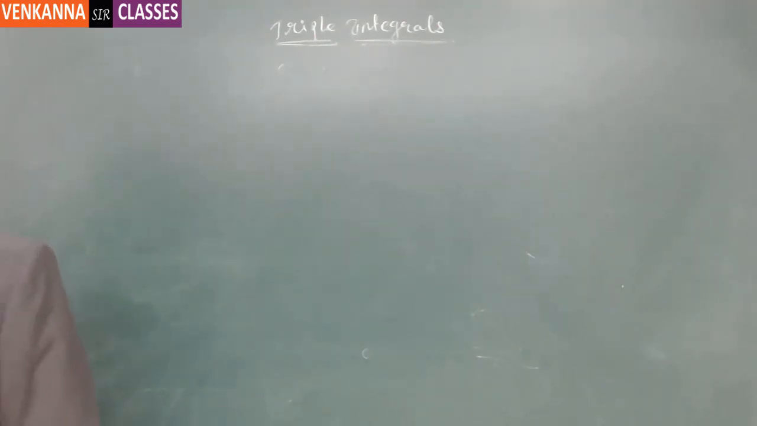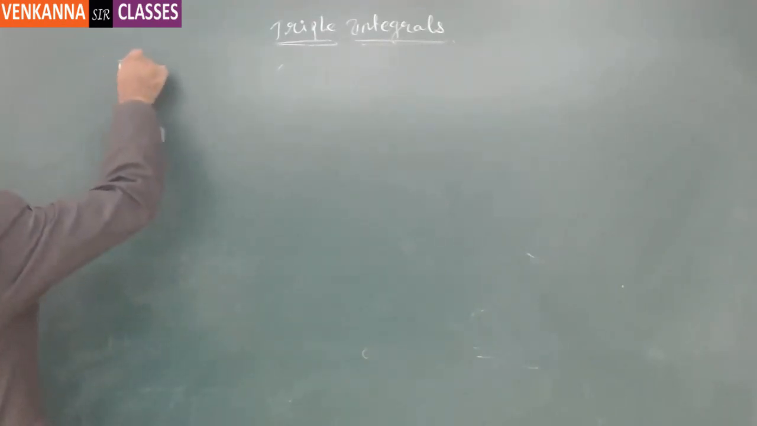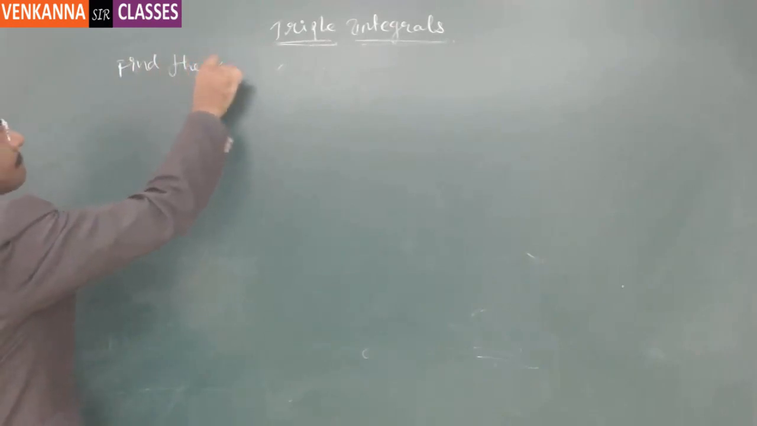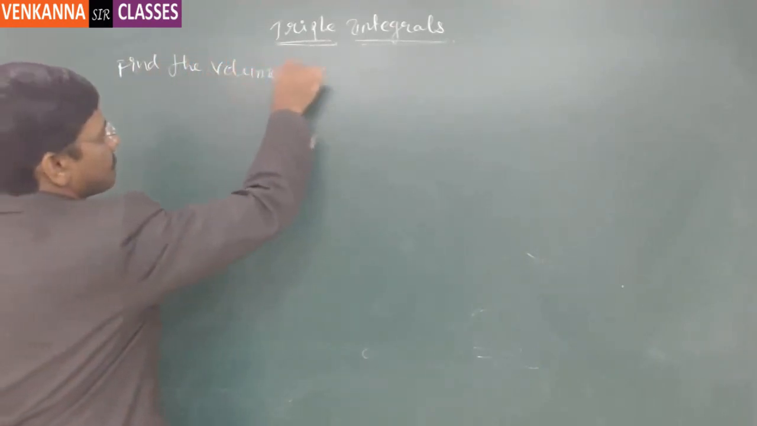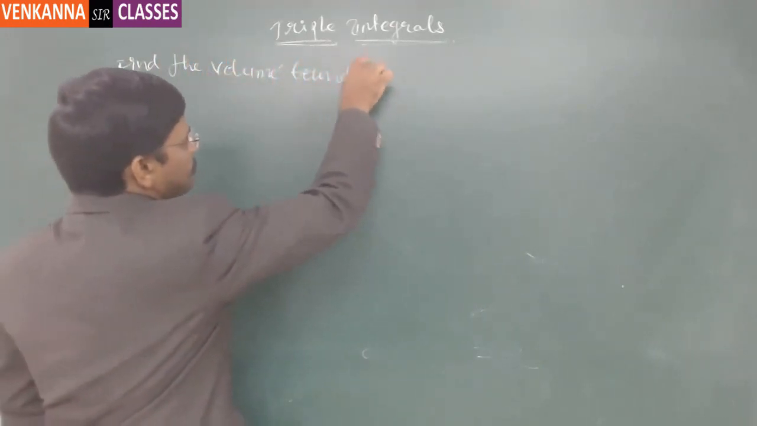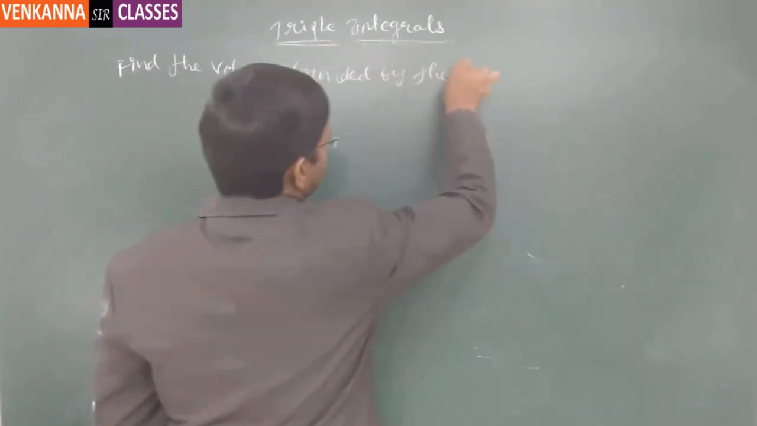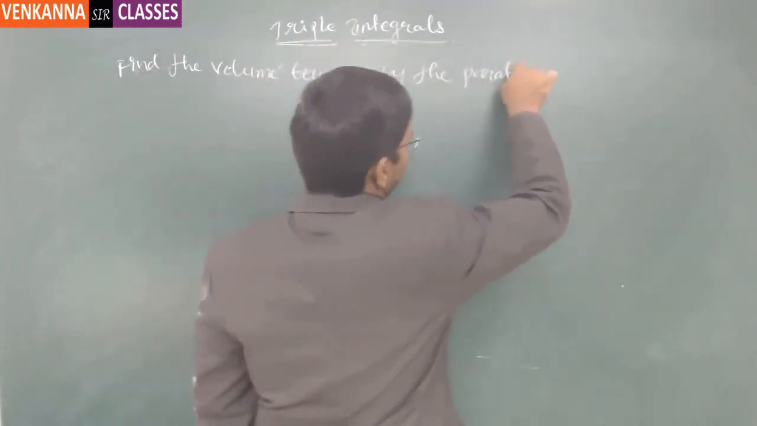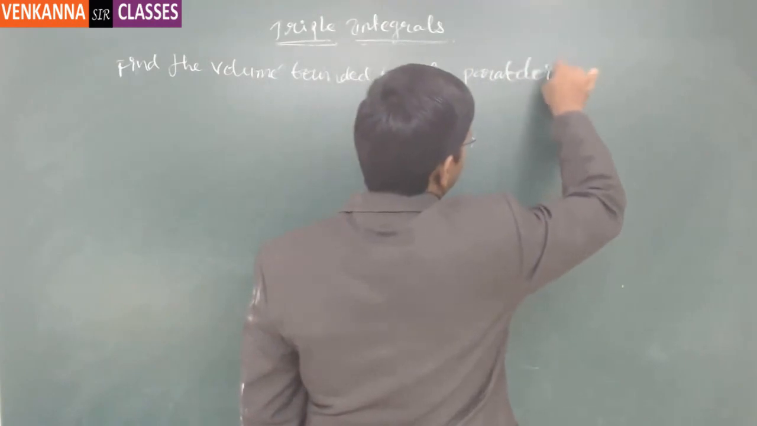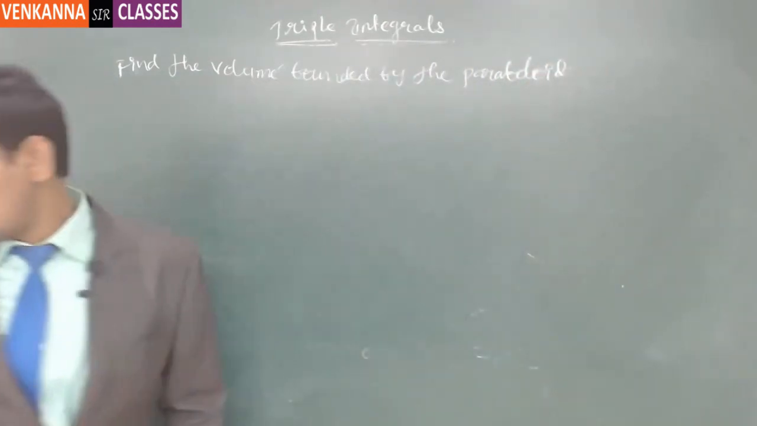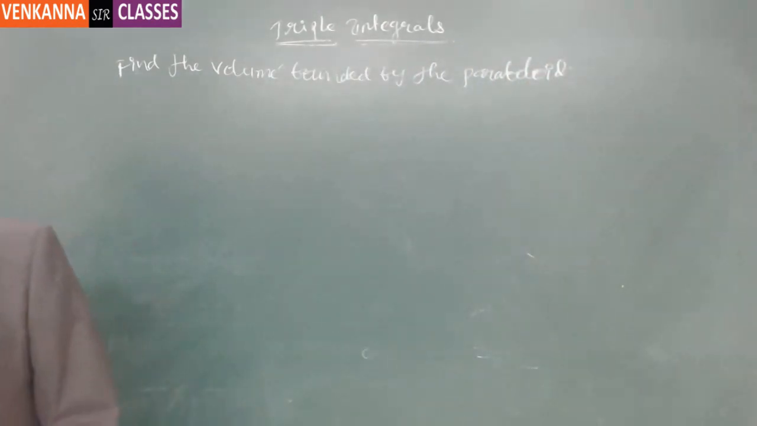Find the volume bounded by the paraboloid x square plus y square is equal to az, the cylinder x square plus y square is equal to 2ay.